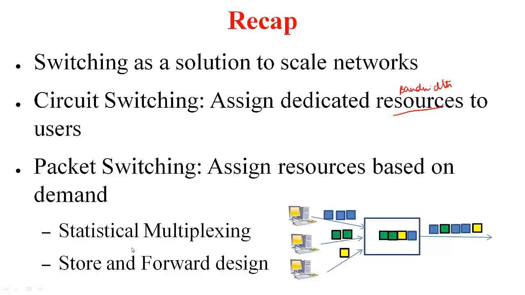And statistical multiplexing is the concept that underlies packet switching, and this results in a store and forward design. So this is being captured here in this particular picture. Packets come, they get interleaved in the buffer, and on a first come first served basis, you serve the packets.